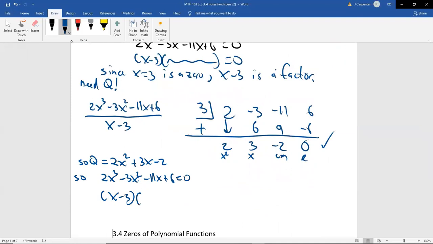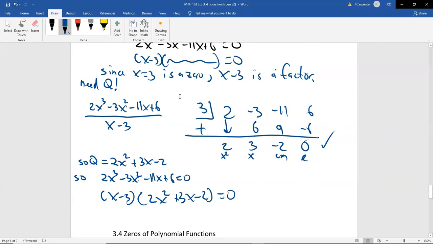What happened? Why is my pen not working? There's no batteries. There we go. Technology, man. 2x squared plus 3x minus 2 equals 0.